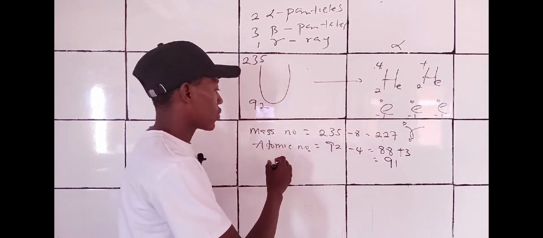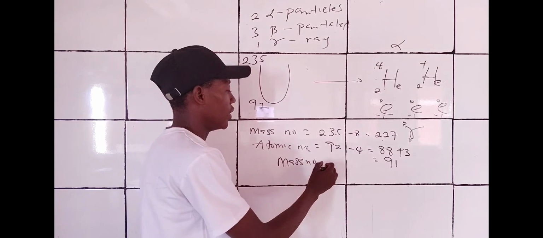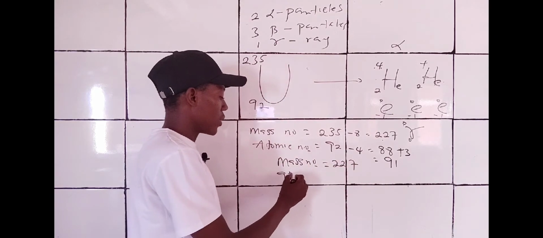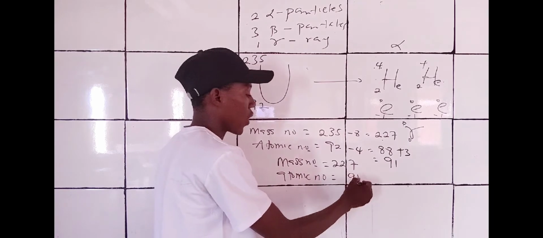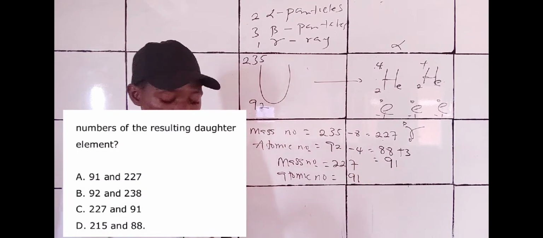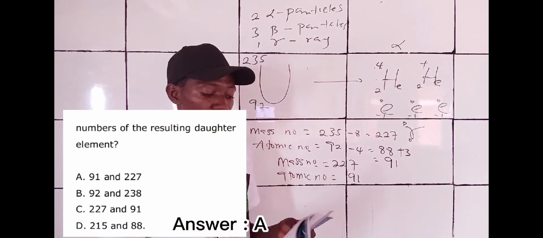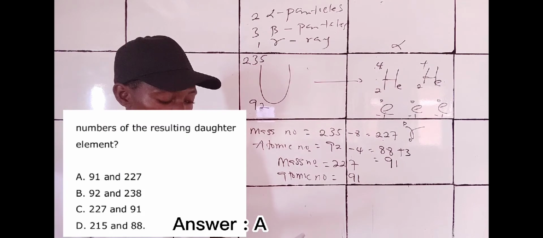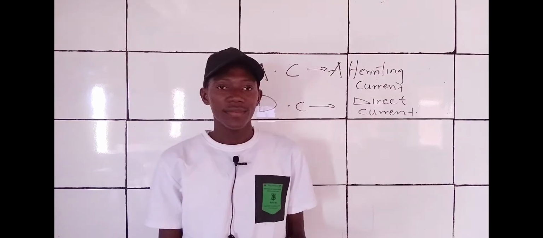decay. So we are going to have the mass number now to be 227 and the atomic number to be 91. So since we have seen this, it actually corresponds to option A with atomic number 91 and mass number 227. I hope that answers the question.